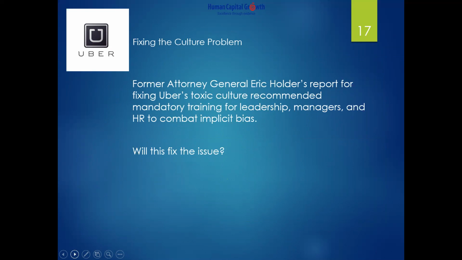Former Attorney General Eric Holder and his company was appointed to look into the culture problem at Uber, which was interesting by itself. But one of the recommendations that came out, and it was a pretty lengthy report for anyone who's interested, you can actually read the report and see what was recommended. Specifically, it was around training leaders, managers, and HR to combat implicit bias. So I'm curious to hear from you. Do you think that this kind of training will fix Uber's culture problem?